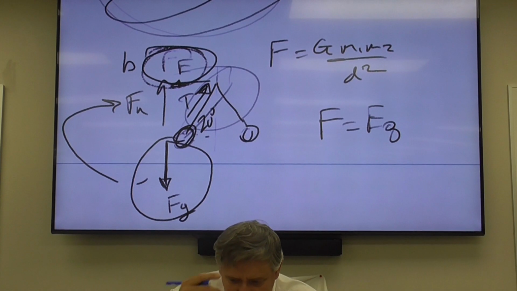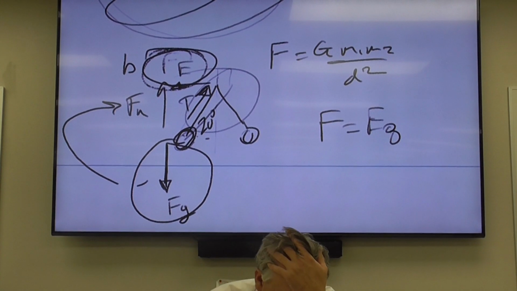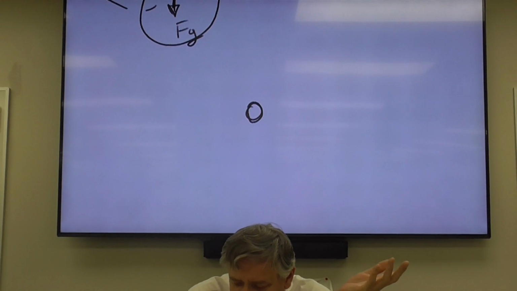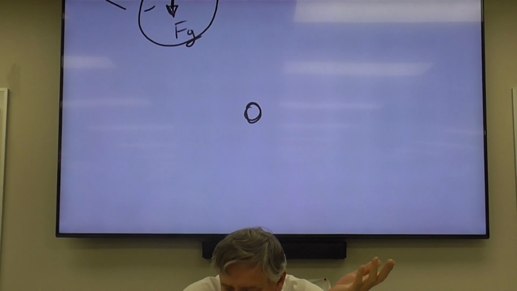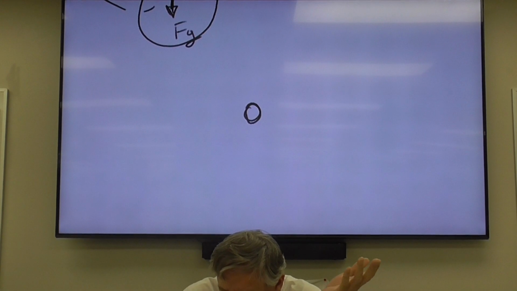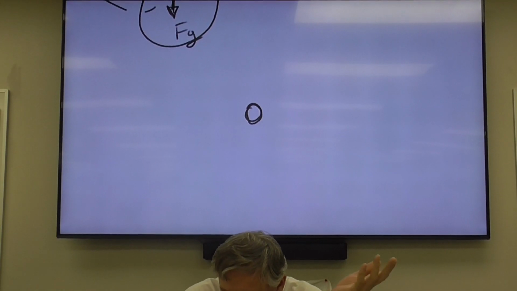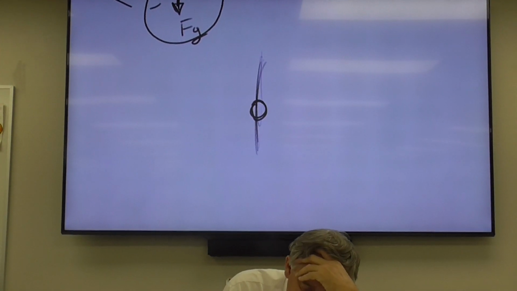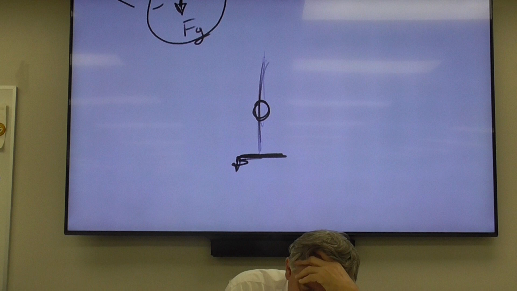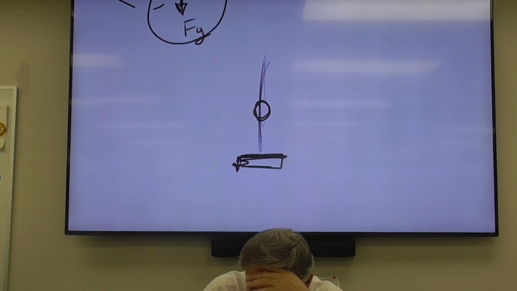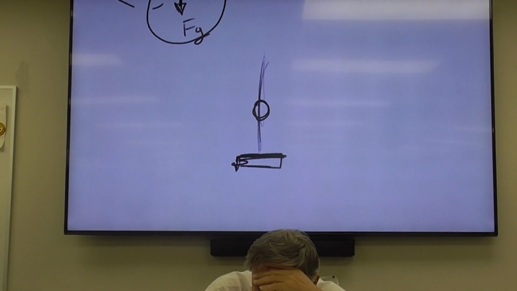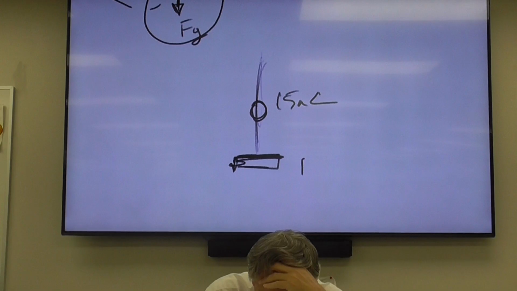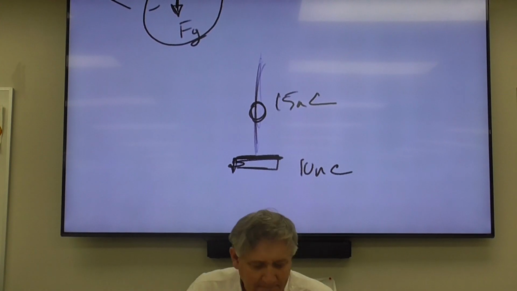On 68, there's a couple of things that are important. Here's the bead, and on this one, you're told it's free to slide on a vertical rod. At equilibrium, at what height above the fixed charge does the bead rest? So imagine this: here's this bead, and it's charged down here, this is 15 nanocoulombs, and that's going to be 10 nanocoulombs, okay?